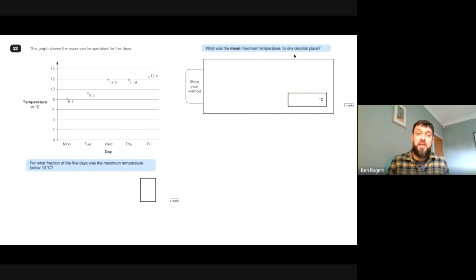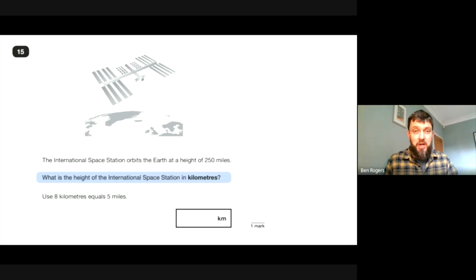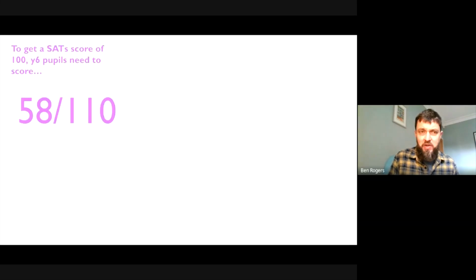You can see this is basically the same deep structure as if you've got 3 repeats of an experiment and you want to find the mean of it. Do not assume they can't do it. They pretty much all can, and they've been able to do it since at least year 5, probably year 4. Another one, height of the space station in kilometers. When you're talking about miles, a little conversion there, they can do that.